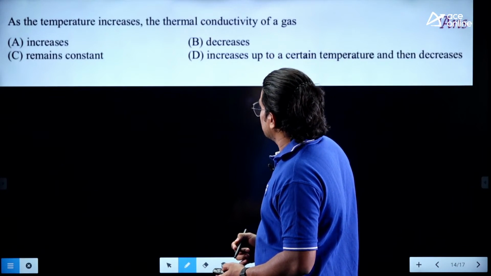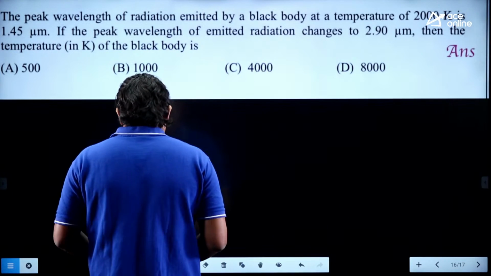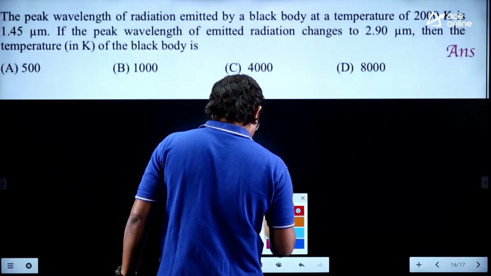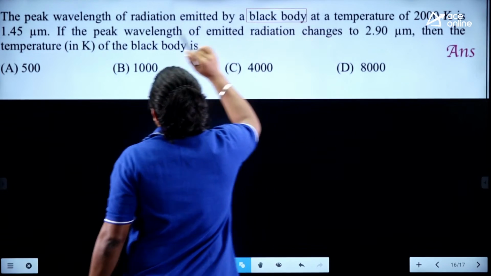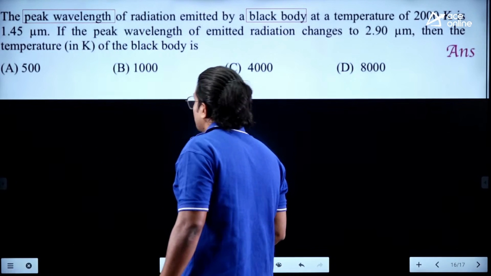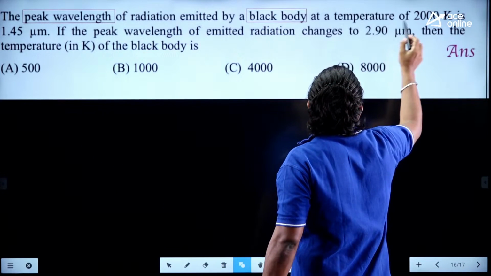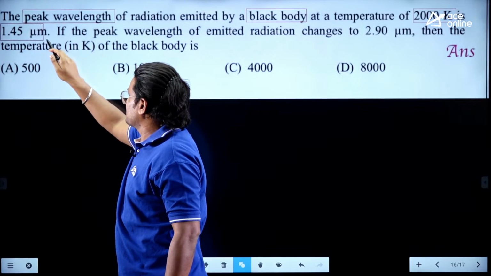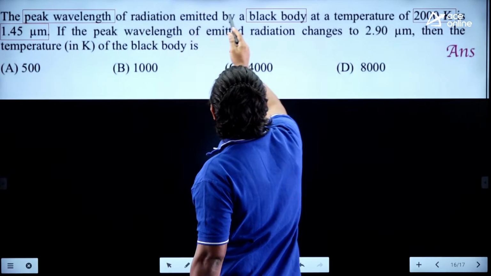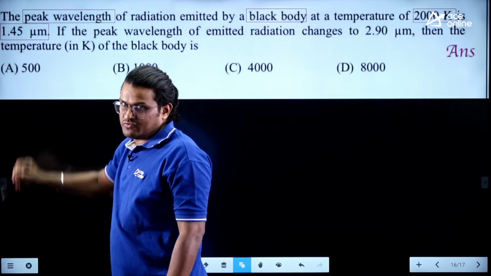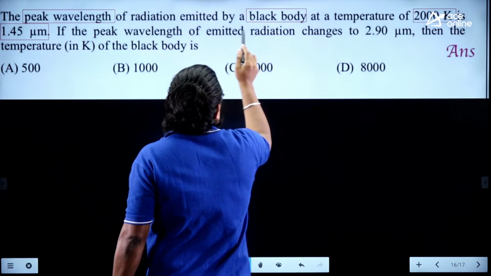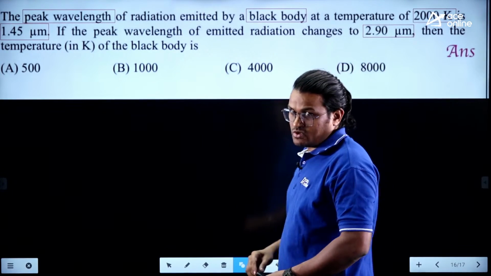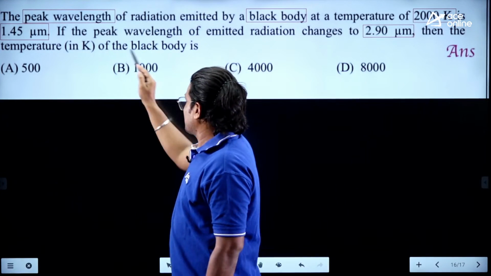Now, this is one question. What is this question? The peak wavelength of radiation emitted by a black body. So, here the important thing is peak wavelength. The peak wavelength of radiation emitted by a black body at a temperature of 2000 Kelvin is 1.45 micrometer. If the peak wavelength of the emitted radiation changes to 2.90 micrometer, then the temperature of the black body is?